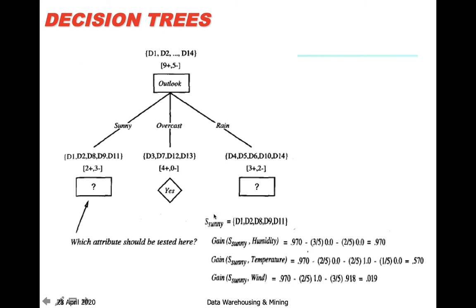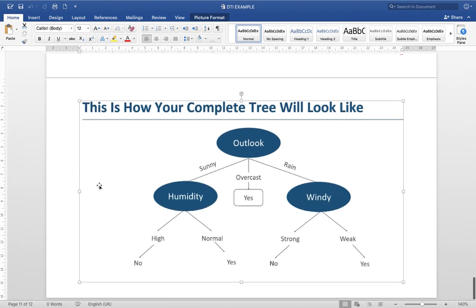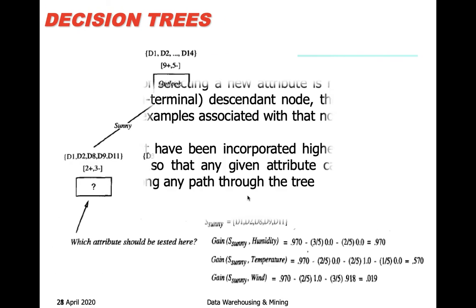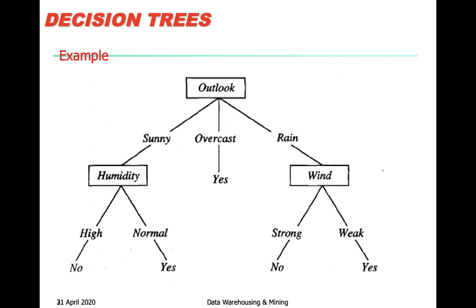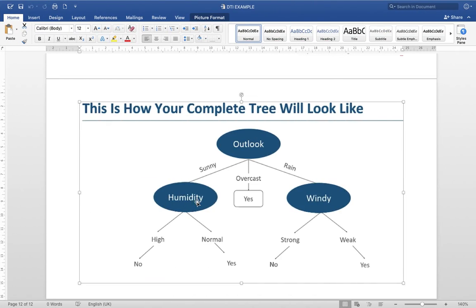Here you can see that humidity has the highest gain value. So here it will be humidity, like this. And the same way, here will be windy. So we will find which one will be the best attribute here and which one will be the best attribute there.